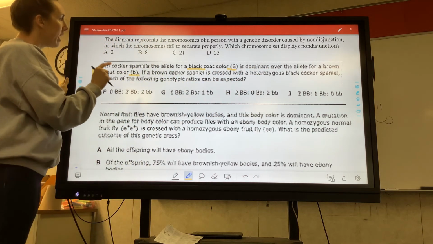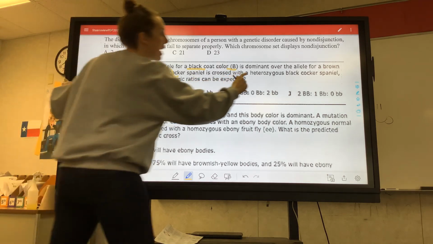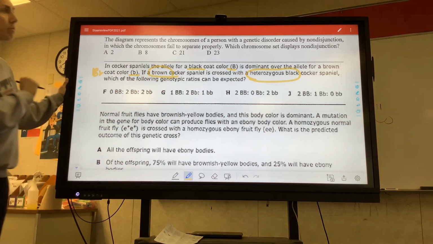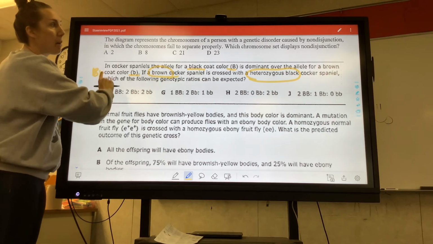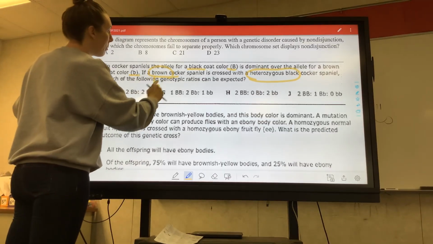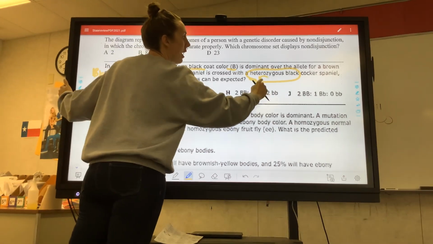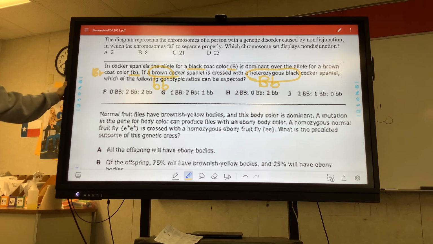Okay. If a brown Cocker Spaniel is crossed with a hetero black, what are the genes for a brown? Little b, little b. Yeah, because they just said black is dominant over brown. So a brown is little b, and what is a hetero black? Big B, little b. Yeah, so now they're not giving you the B, so you need to figure it out yourself. Okay, so I'm going to give you 15 minutes, then we're going to go over these.